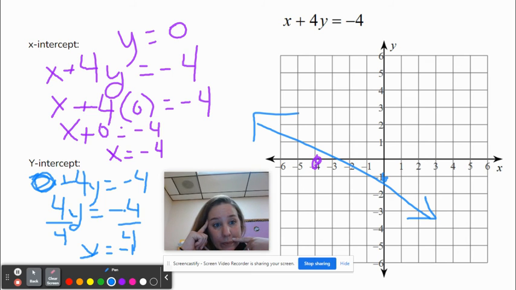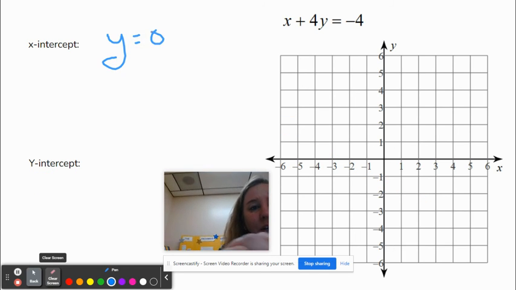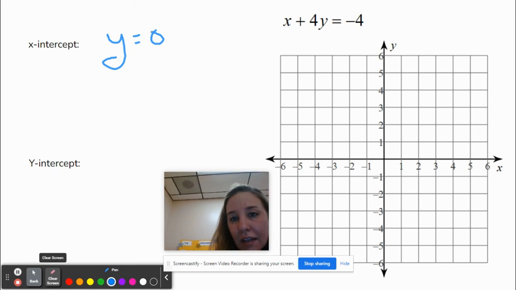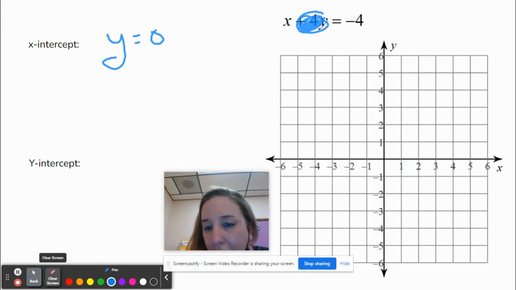Now that we know how to plug it in, for those of you that are a little mathy, I'm going to show you a shortcut. So let's say we're looking for the x-intercept. We know y equals 0. That means we're going to take the original equation. If y equals 0, 4 times 0, this whole term just goes away, and right off the bat, you've got x is negative 4.